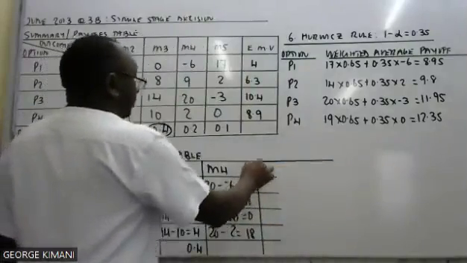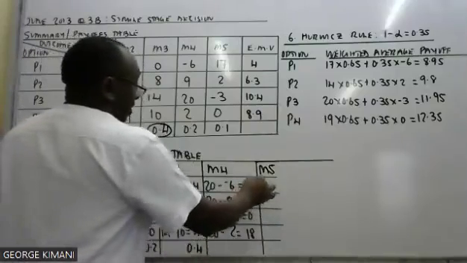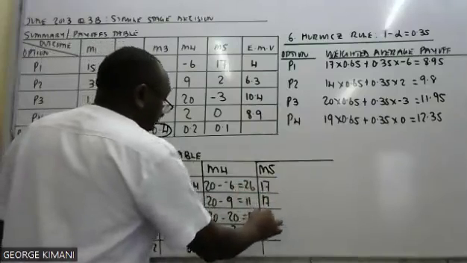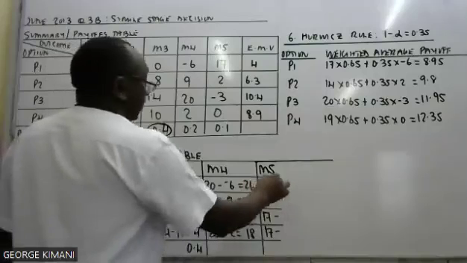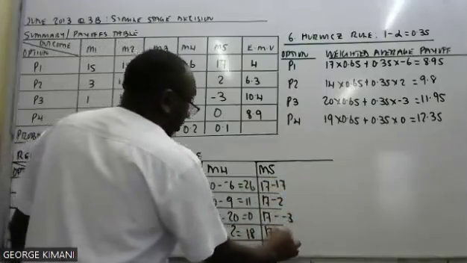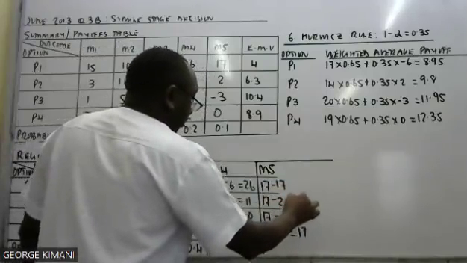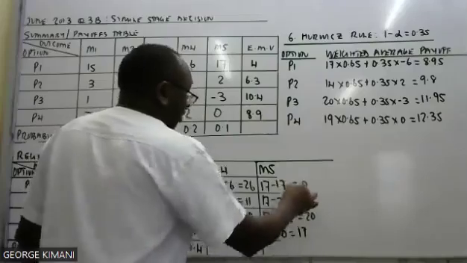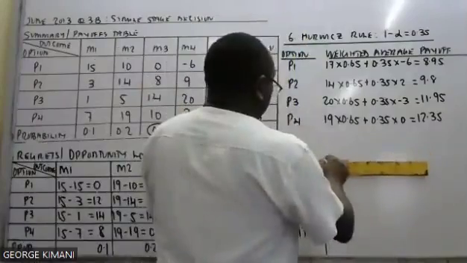Then here for M5, the best is 17. So we say minus 17, 2 minus 3, 0. This is 17. This is 20. This is 15. This is 0. So now you can create the table in that way.